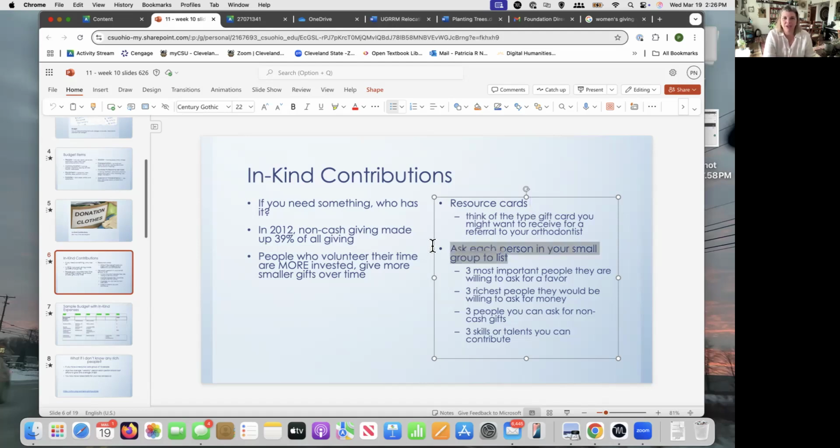This is another activity you can do. You can ask each person in your small group to name three of the most important people they're willing to ask for a favor. This one's tough. I have my daily journal, and occasionally I will write one of the names in one of the days that I'm going to go ahead and ask that person. But I try to call 3 to 5 people a day to check in, to see how they're doing, to see if there's anything they need from me, to see if there's anything I need from them, and just to keep up with my network of people.